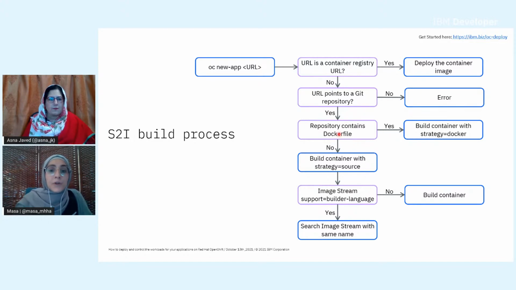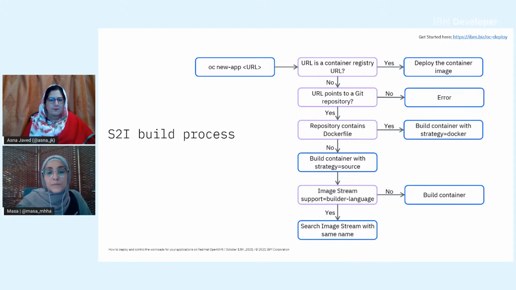Next thing is if it points to a Git repository, it will check whether it contains a Docker file. Many developers add a Docker file to customize how they want their applications to run. There are two strategies in source to image build, which are the Docker strategy and the source strategy. The Docker strategy is used if you have a Docker file in your GitHub repository, otherwise it will just go with the source strategy. Then it will check the image stream if the builder language is supported. If it is not, it will build a container. Otherwise, it will search the image stream with the same name, so it won't have to create it all over again.